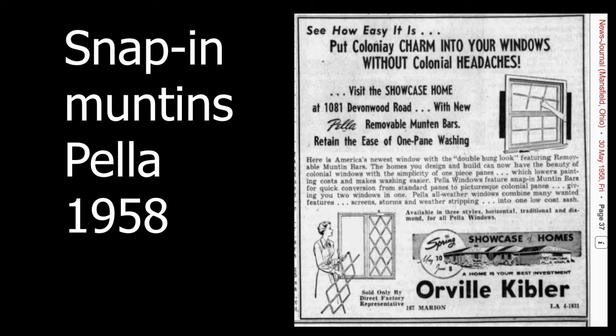This led to some other experimentation, as some people wanted to have the snap-in muntins on the exterior, which is called simulated divided lights because it's not really a divided light window. Although in the 1980s, some window companies began to produce what they call true divided lights.